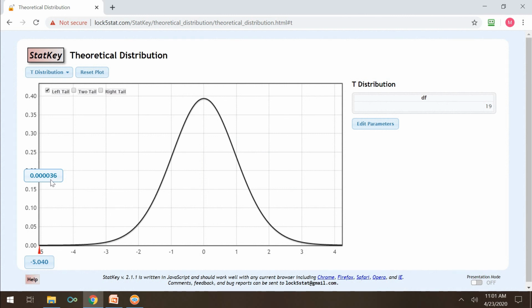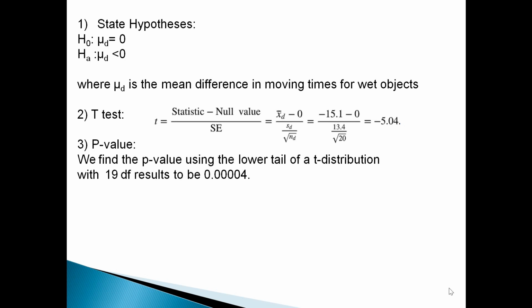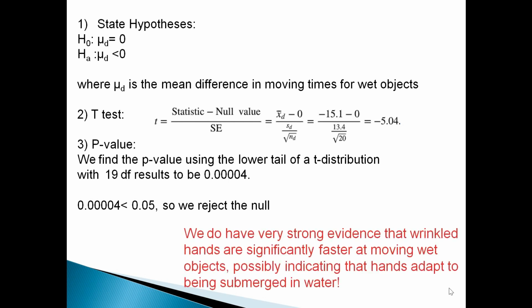And you'll have the p-value as 0.00004. So now that you have the p-value, you'll compare it to alpha, and obviously p-value is less than alpha, so we reject the null. And we say that we do have very strong evidence that wrinkled hands are significantly faster at moving wet objects, possibly indicating that hands adapt to being submerged in water.